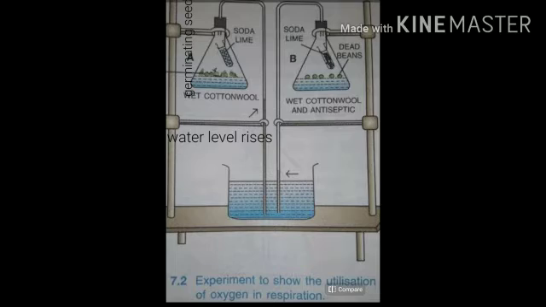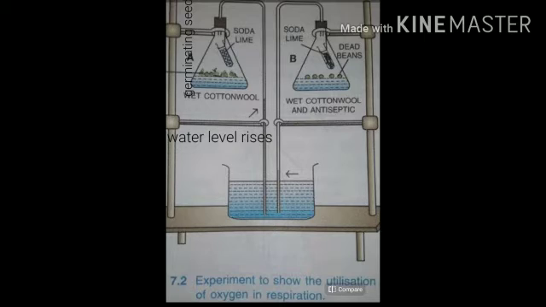In set A, there is a conical flask and inside the conical flask, wet cotton wool is placed. Germinating beans are placed on it. Then we can see a small test tube containing soda lime hanging inside the conical flask. From conical flask A, there is a delivery tube connected to a trough filled with water.